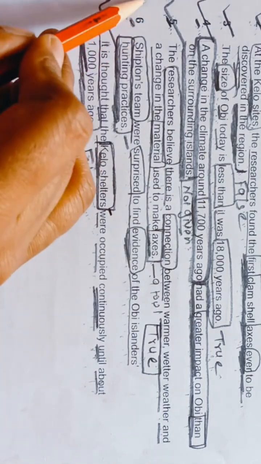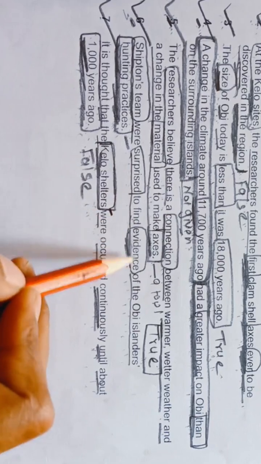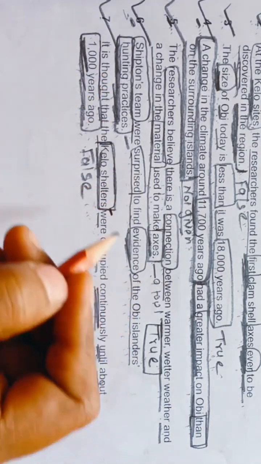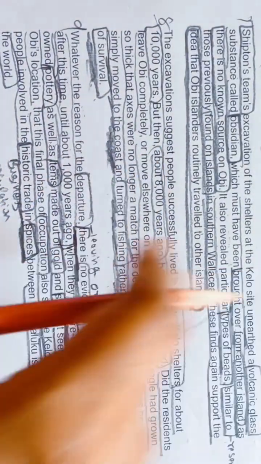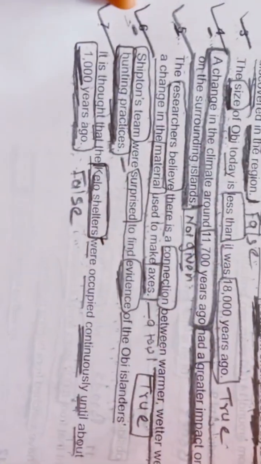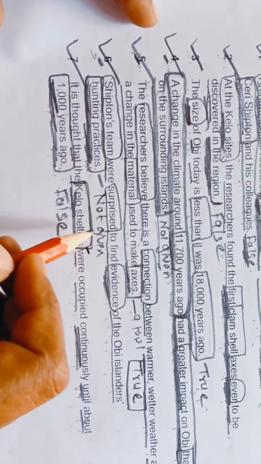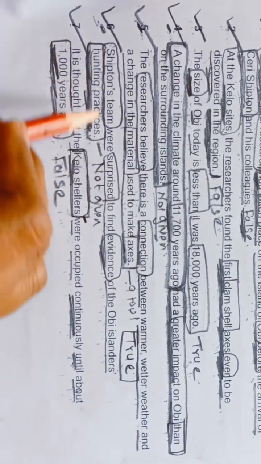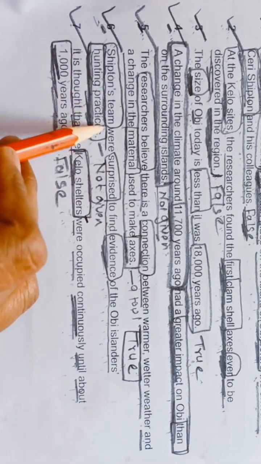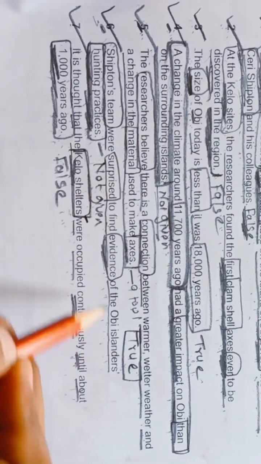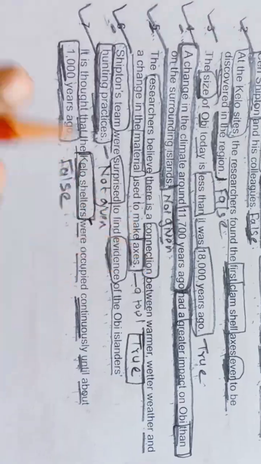And in number 6, we are not getting anything regarding hunting practices. Sifton's team was surprised to find evidence of the Obai Islanders' hunting practices. This type of thing we have not seen in the entire paragraph. In this whole paragraph we have not seen that they are surprised by their hunting practices. So we will write not given in front of 6 in our answer sheet. I hope you understood this. We have not seen anything like this, so we will write not given.